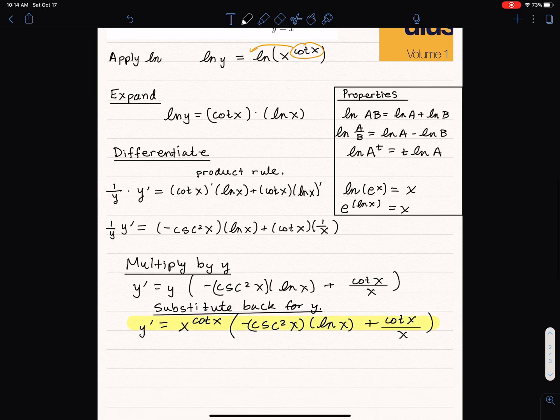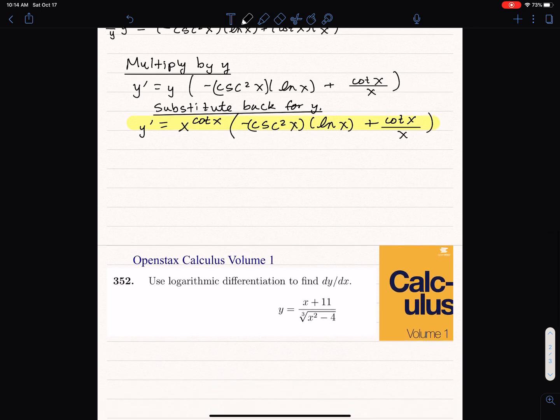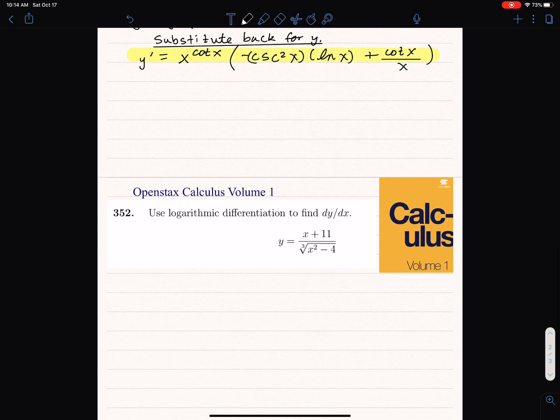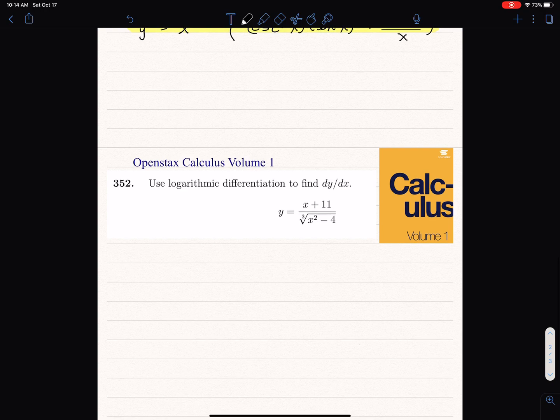Let's look at another problem. This one we can use logarithmic differentiation. And what's going on here is that we have a function that has some products and some powers, some exponents. And if I use the properties of logarithms, I can make this easier to differentiate.